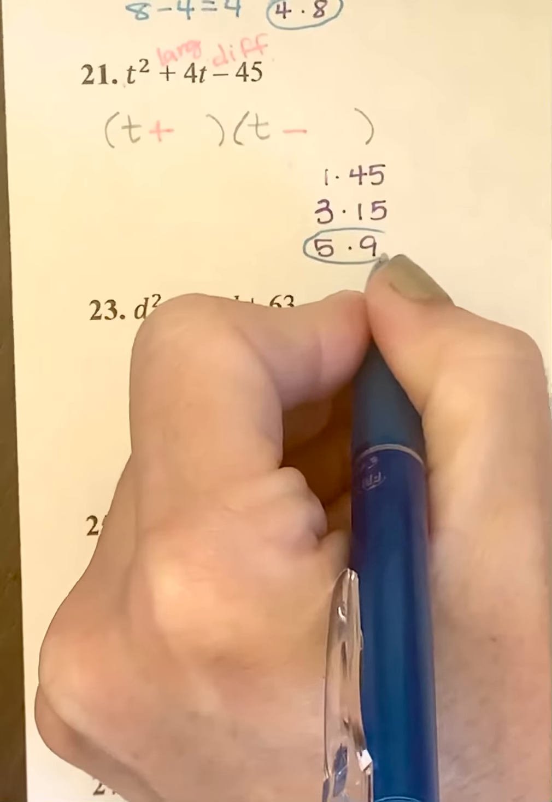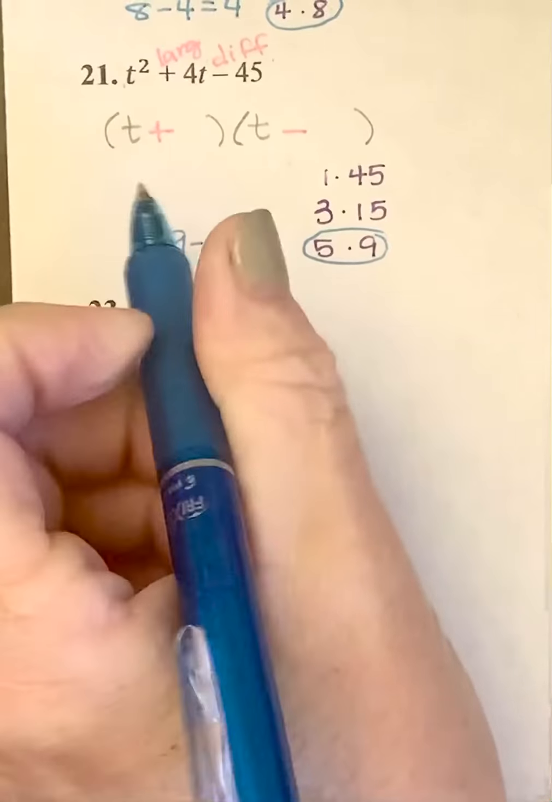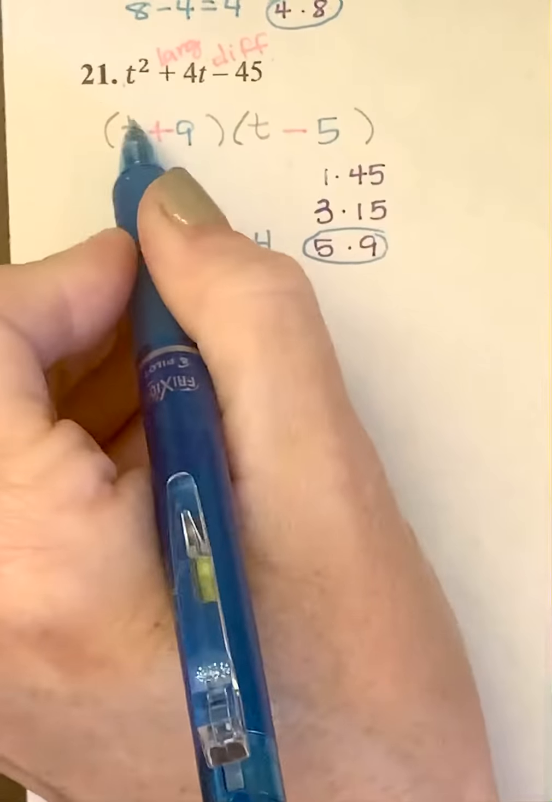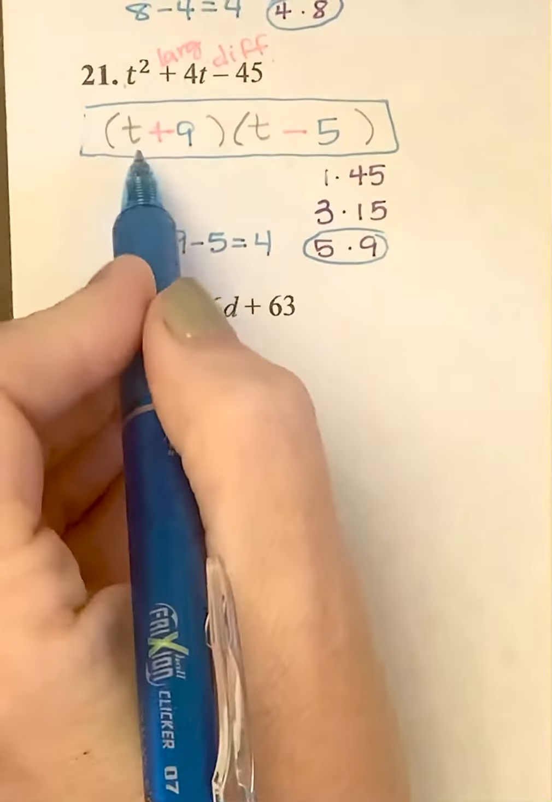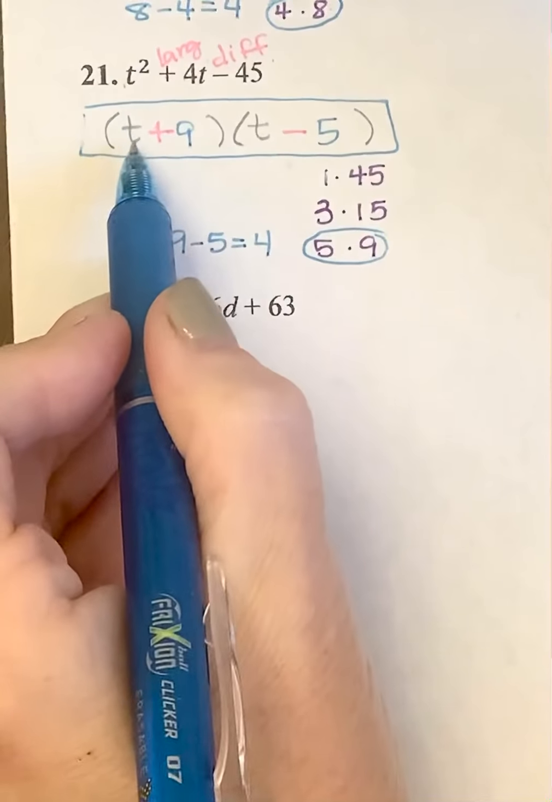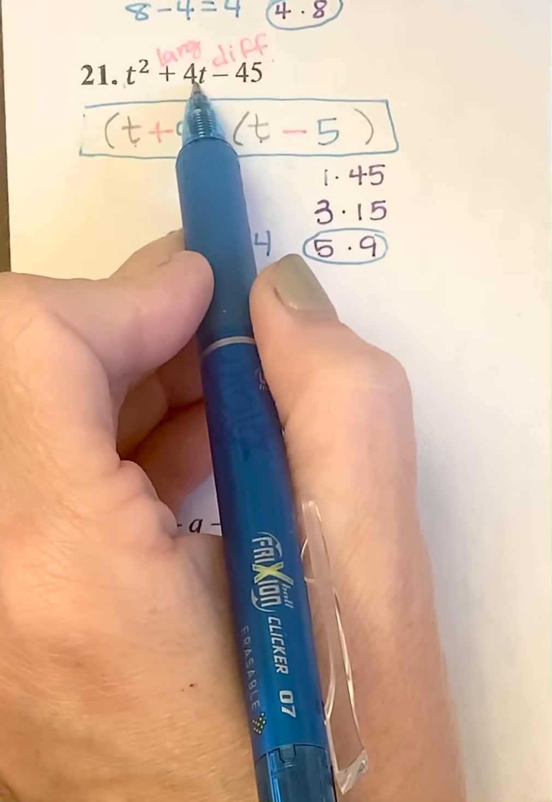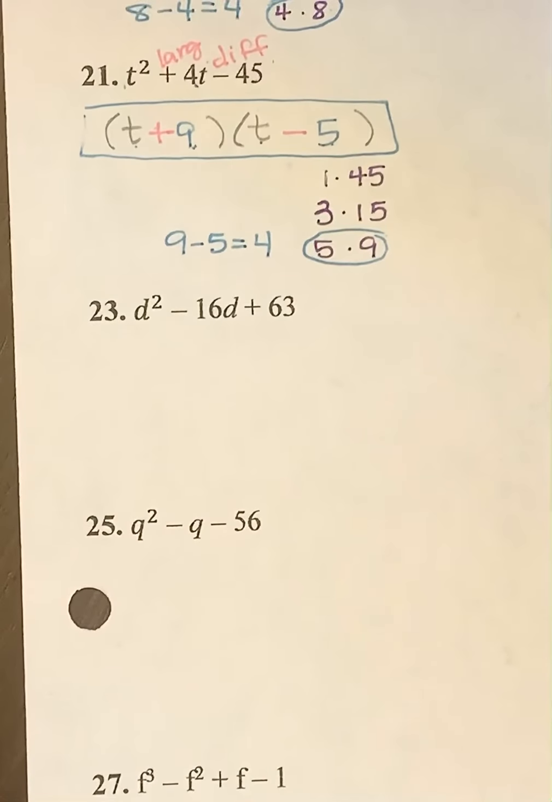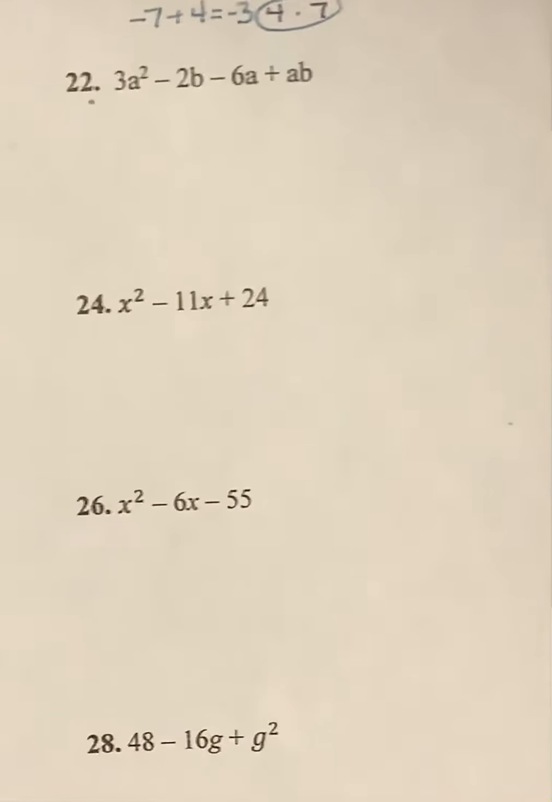So a positive 9 and a negative 5 give me a positive 4. So it'll be a positive 9 and a negative 5. Check using FOIL. Multiply first terms together, multiply outer terms and inner terms, and they'll combine to give you the middle one. Multiply last terms together, and that works. Okay, 22.